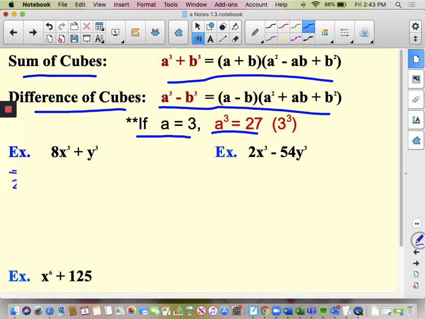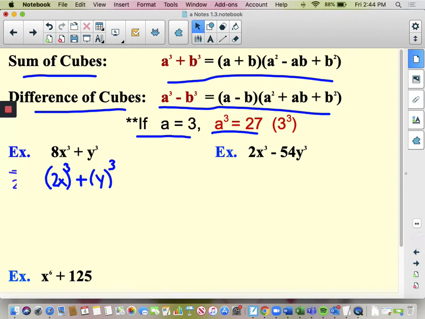So if you look at the first example, 8x cubed is a perfect cube because 2 cubed is 8 and x cubed is a cube, right? So if I just rewrite that like 2x quantity cubed, that's the same thing. And then y cubed clearly is already a perfect cube as well. So I'm just going to kind of separate those, right? So why did I do that? Because I just want to make sure you see now that A is really 2x and B is really y.